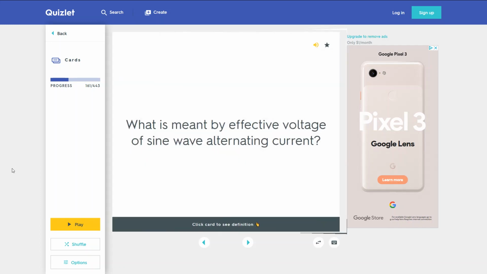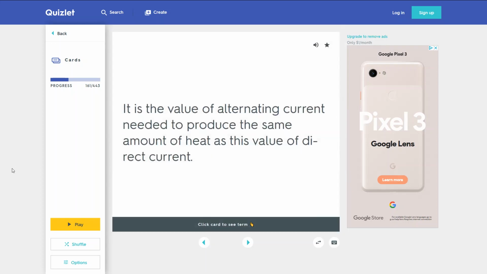What is meant by effective voltage of sine wave alternating current? It is the value of alternating current needed to produce the same amount of heat as its value of direct current.